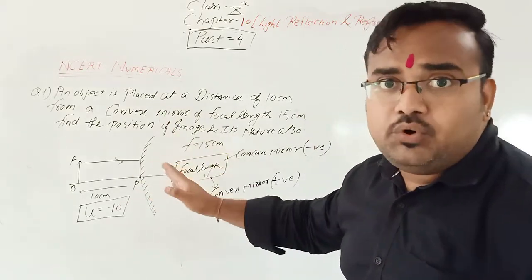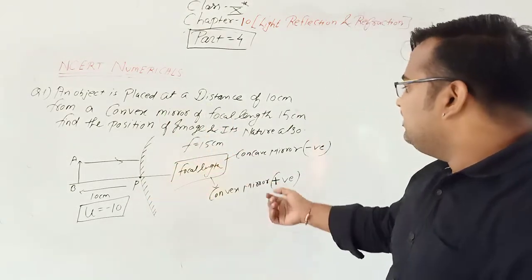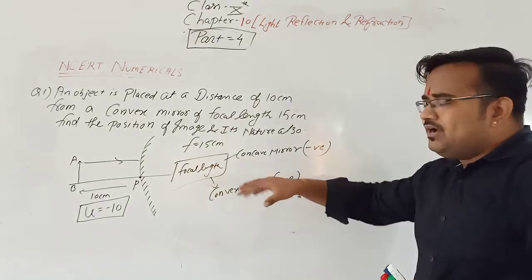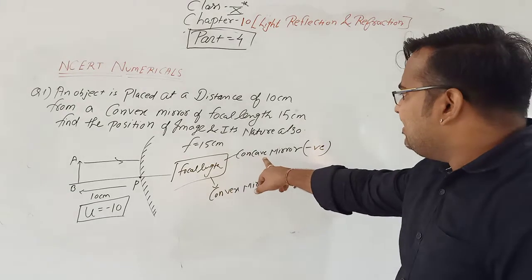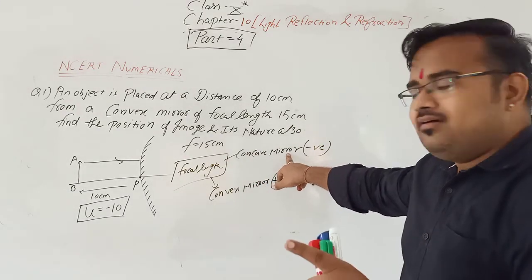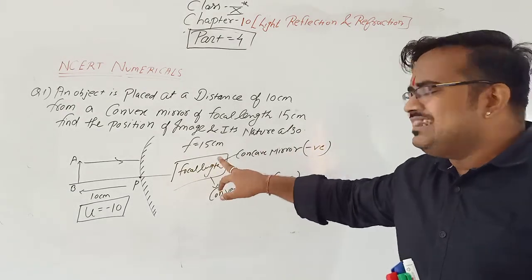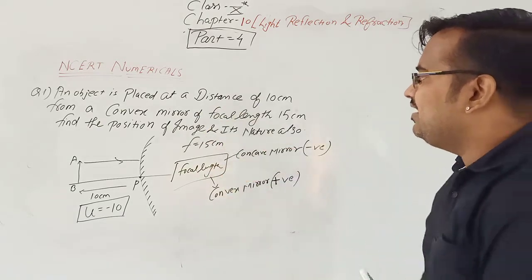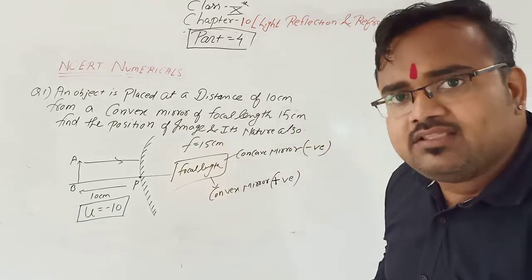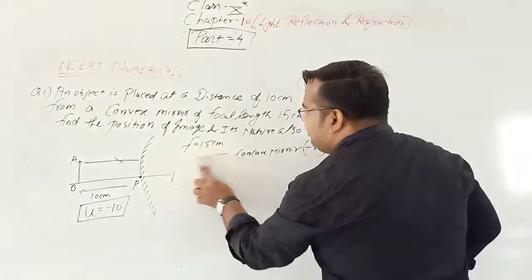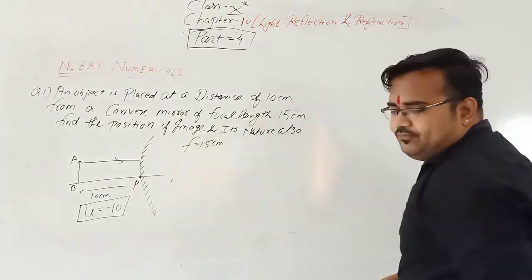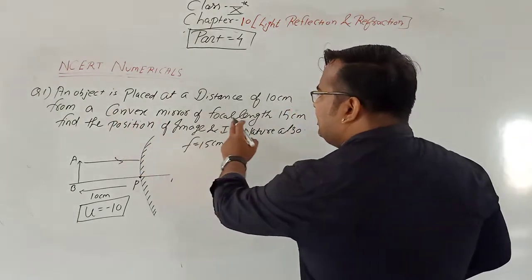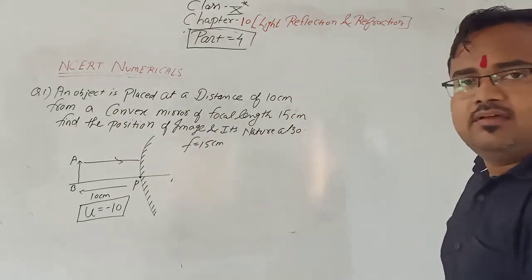As I have told you, on the right hand side the distance would be positive. Clear? And this point you should write in your notebook. Focal length in case of concave mirror is negative. Focal length in case of convex mirror is positive. So here a convex mirror is given, therefore we will take the focal length positive. The focal length is given, plus 50. Then find the position and nature of the image.